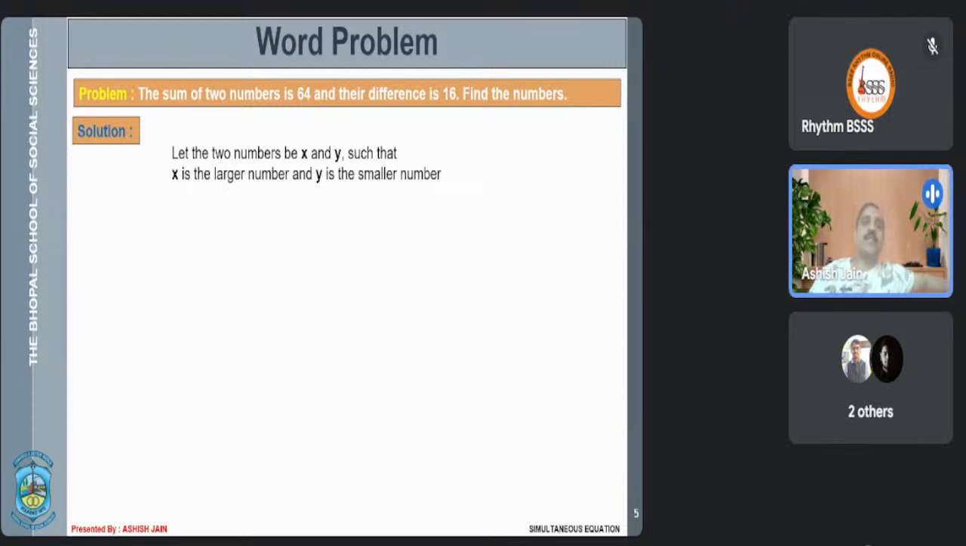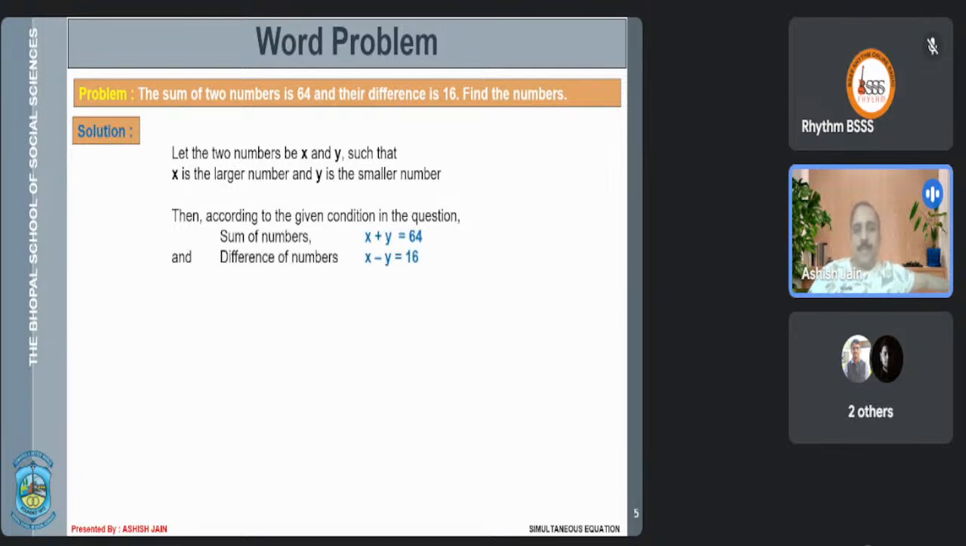We are given the sum of the two numbers is 64, and the difference, meaning if you subtract the lower number from the higher number, is 16. So we write: according to the given condition in the question, first, the sum of the numbers, that is x plus y is equal to 64, and the difference of the numbers, that is x minus y is equal to 16. We have made two equations. Let us mark them as 1 and 2.